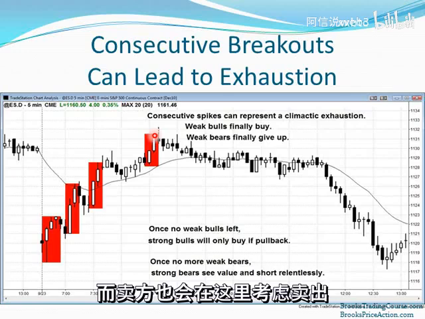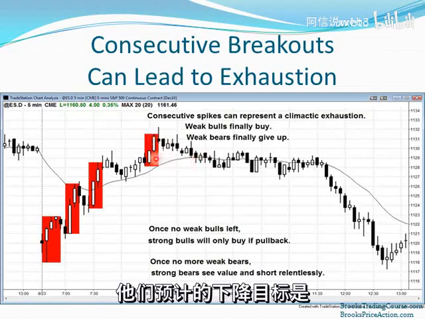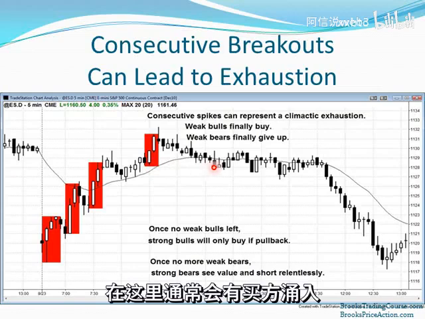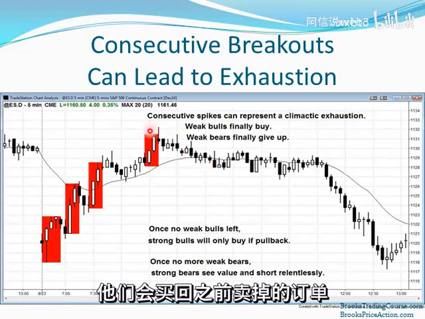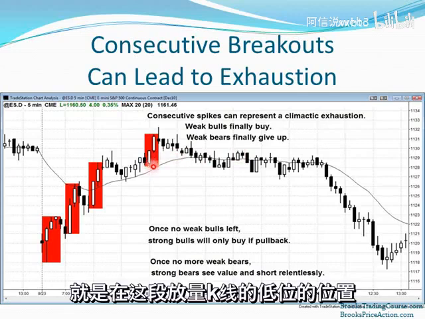Bears, on the other hand, will sell this close, expecting it to be the end of the move, and they'll look for a move down to at least the bottom of the spike, and there usually will be buyers there. The bears will buy back their shorts, so a lot of times you'll get a bounce there at the bottom, right below the bottom of the spike.